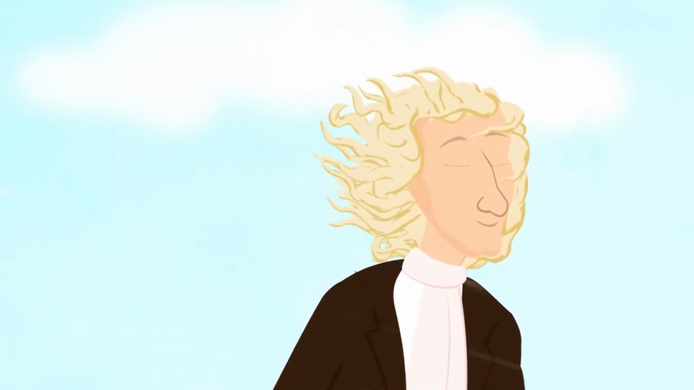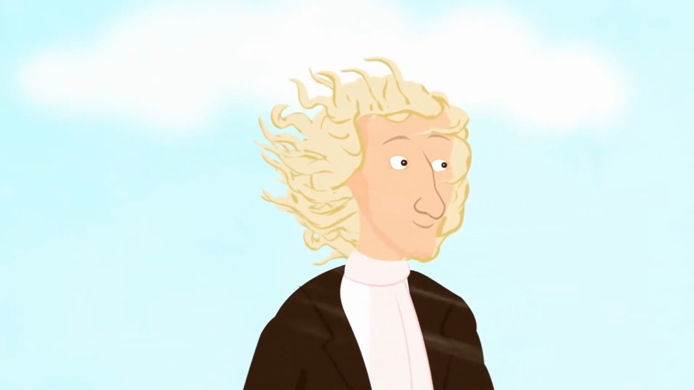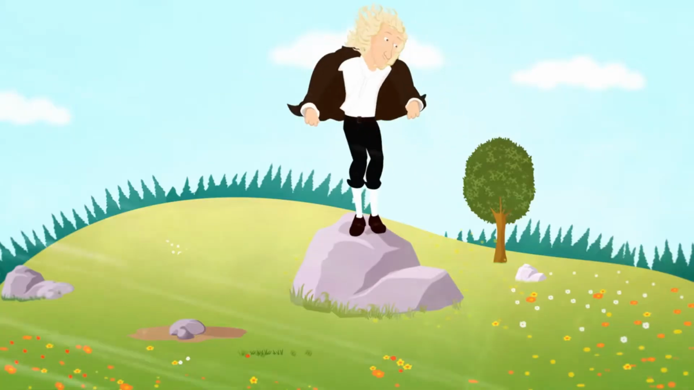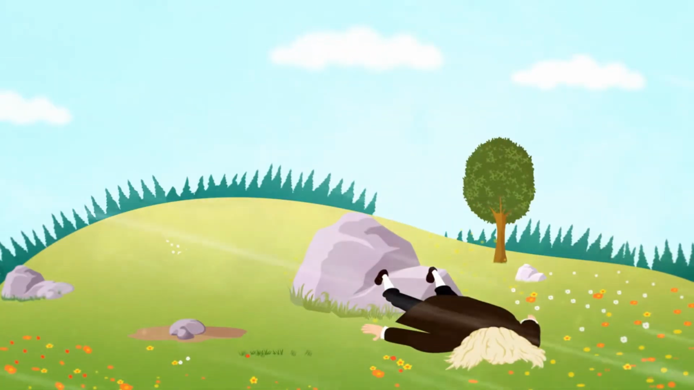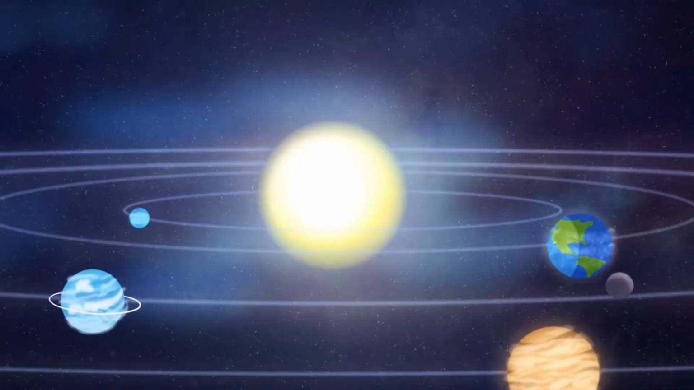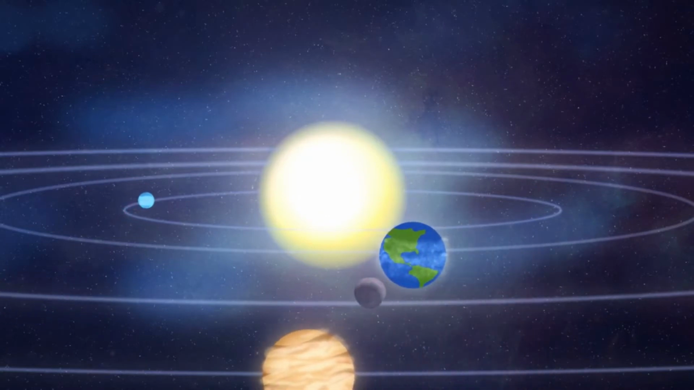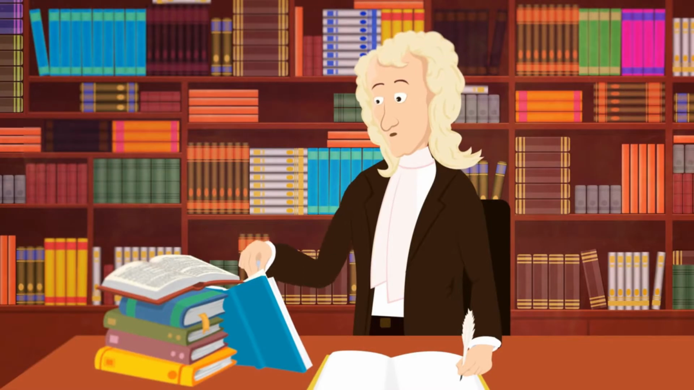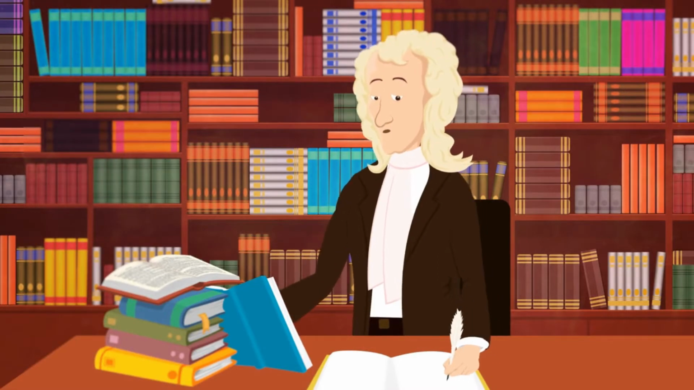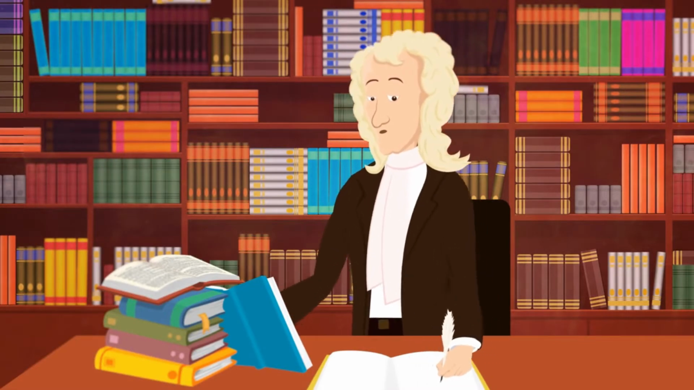Using the idea of gravity, Newton was able to explain the astronomical observations of Kepler. The work of Galileo, Brahe, Kepler, and Newton proved once and for all that the Earth wasn't the center of the solar system. The Earth, along with all other planets, orbits around the Sun.